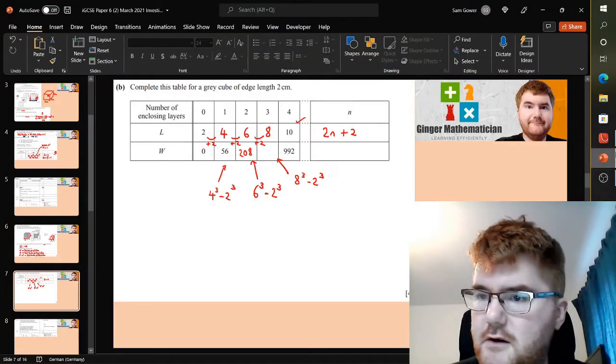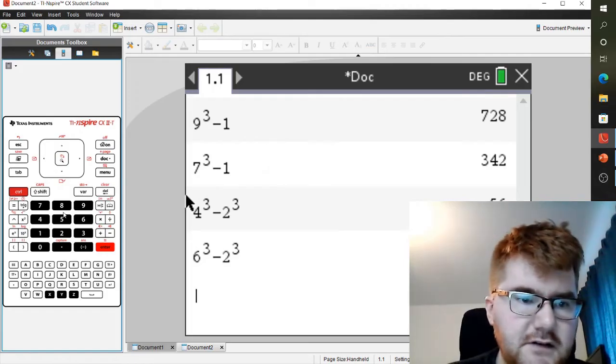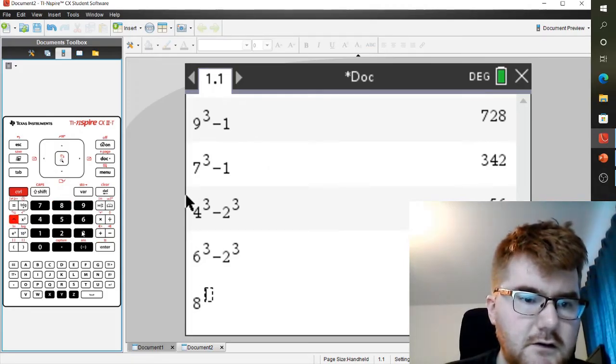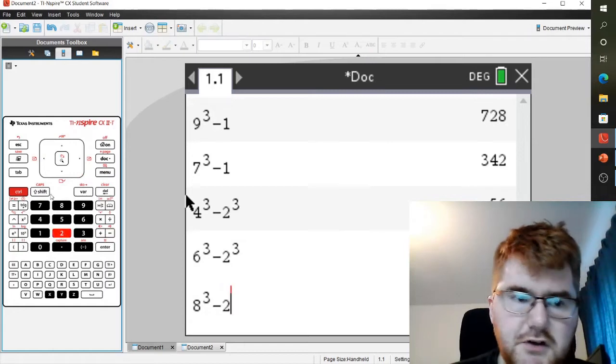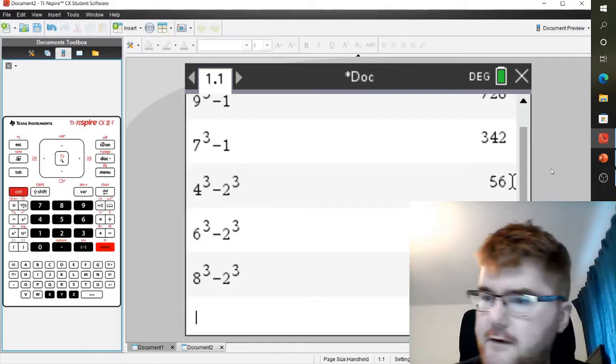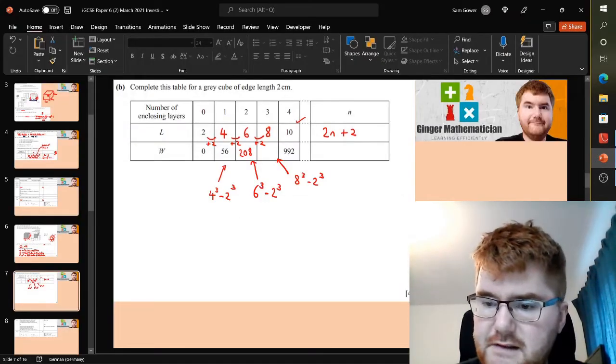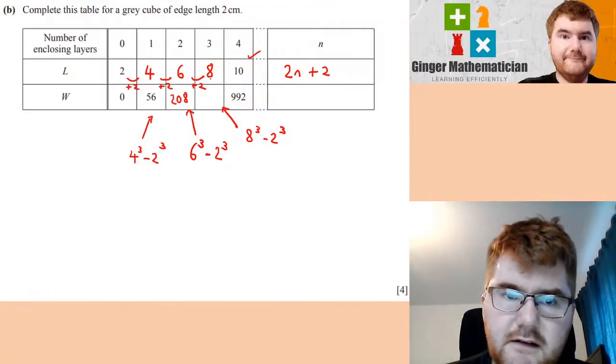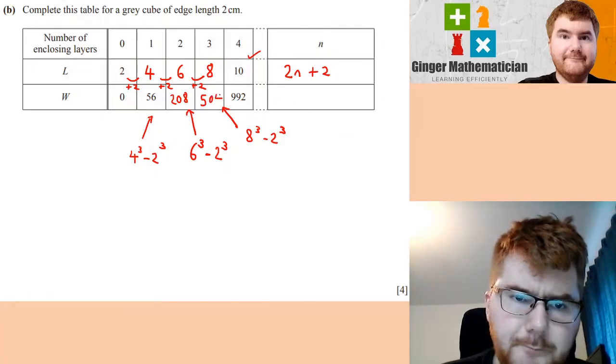So let's go back to the calculator. So 8 cubed and minus 2 cubed. If we do that, we get 504. So let's pop that in as well. This is equal to 504.